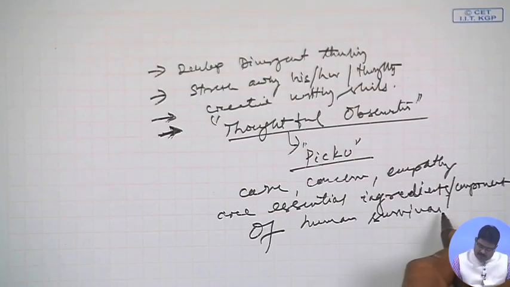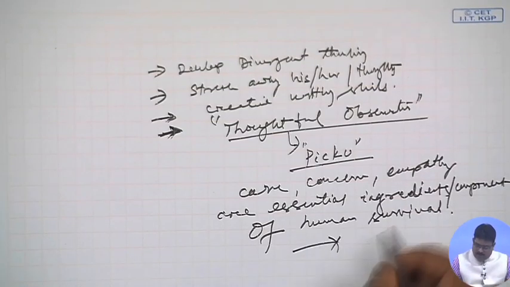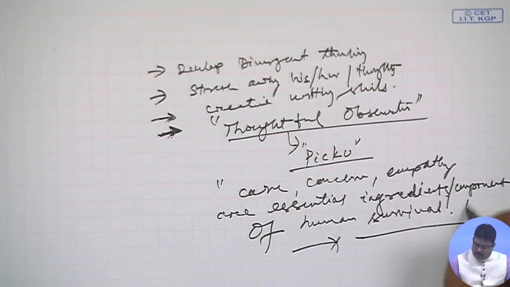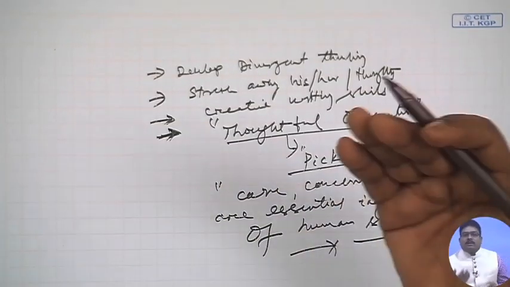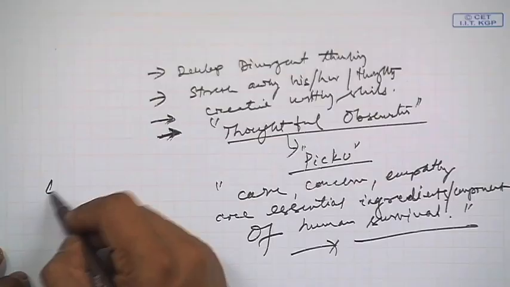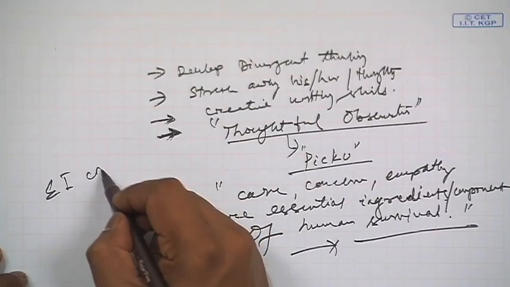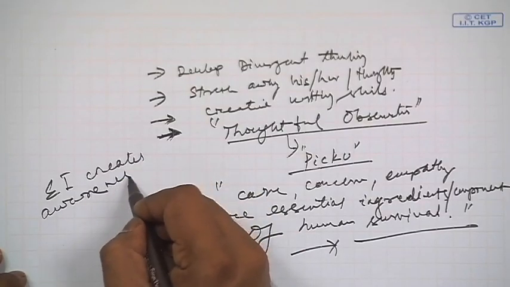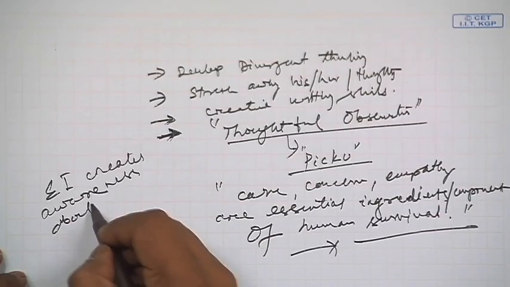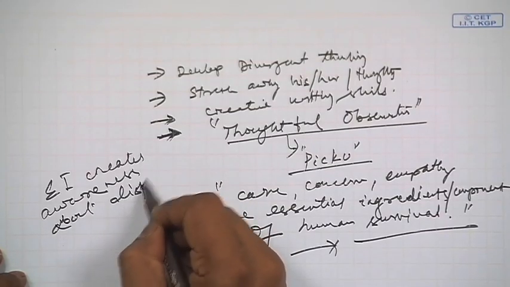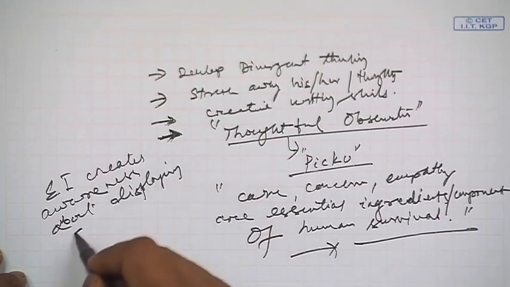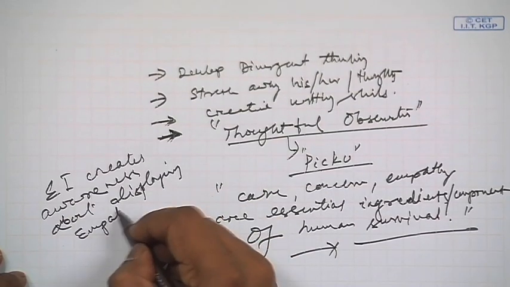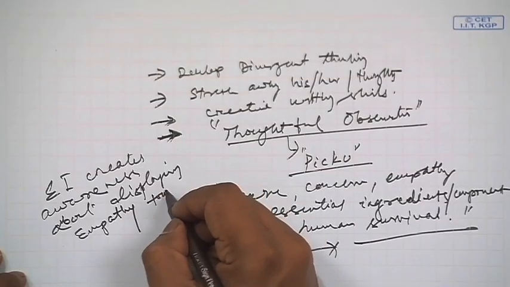We need to understand each other. We need to care about each other, whether it is an old person or a young person. Everybody has to pass through that stage. So, it is not that when somebody is in trouble, we should not pay attention. That is where EI creates awareness about displaying empathy towards others.